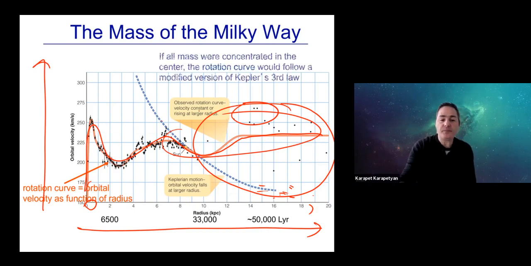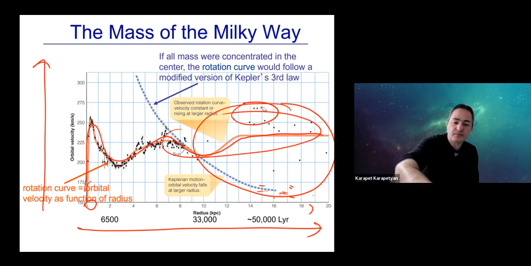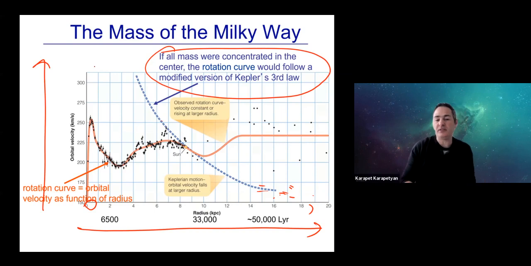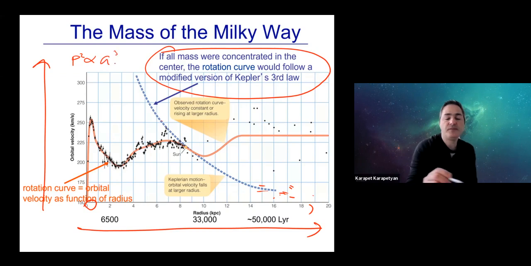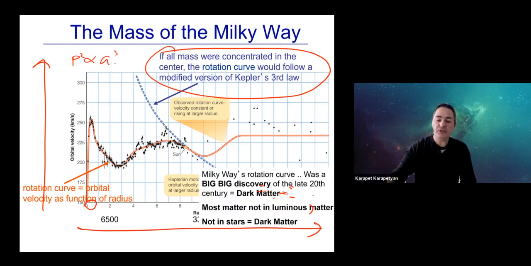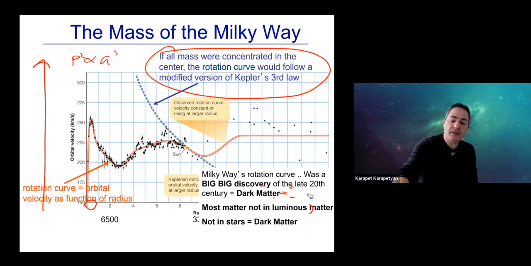All right, so the idea here is, if all mass were concentrated in the center, then the rotation curve would follow the modified version of Kepler's third law. And Kepler's third law was that the period squared was proportional to a cubed. That was the third law, at least the proportionality. And then modified, it just basically takes into account some of the extra things. But we don't see that. So one of the explanations of that is dark matter.